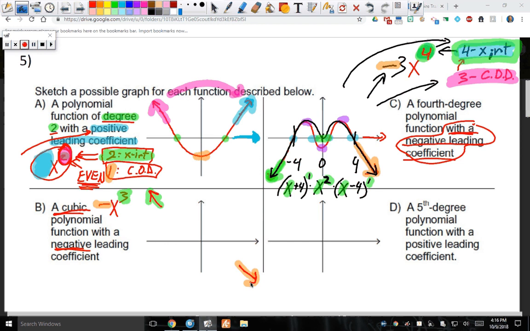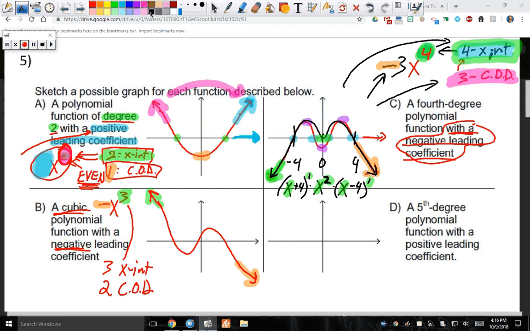And then I can look at the fact that there are 3 possible x-intercepts, and always it's x-intercepts minus 1, so that degree minus 1 will show us the possible changes of direction, in this case 2. So I can show something that crosses through the x-axis 3 different times, has 2 changes of direction, and has a negative leading coefficient. So this could, in fact, work.